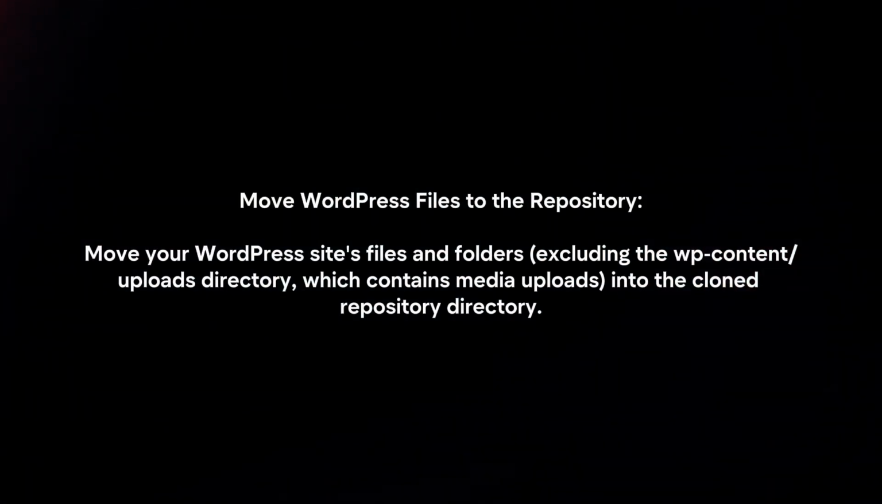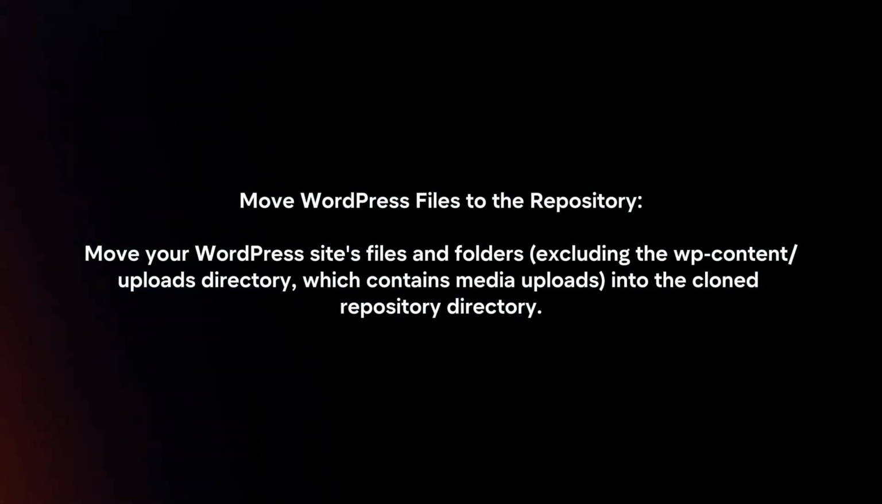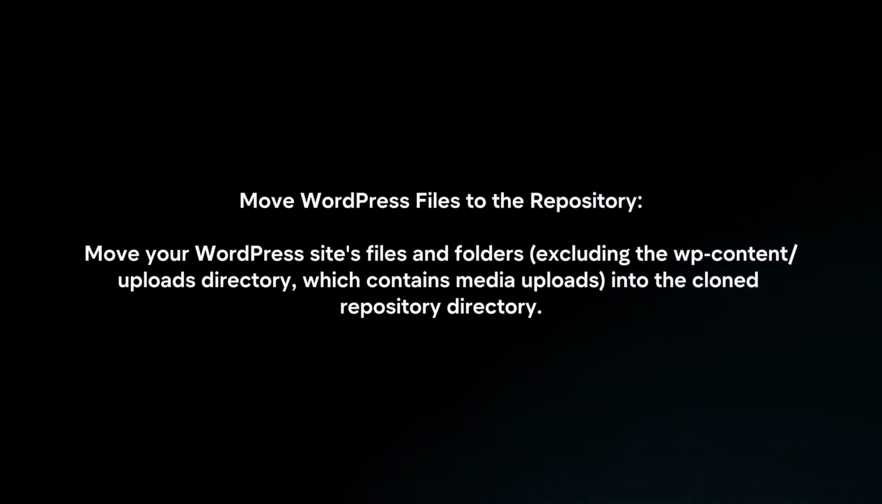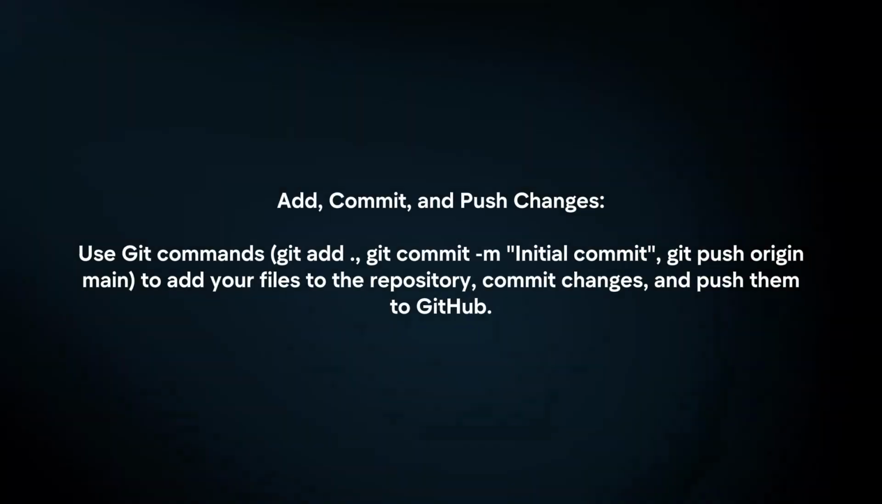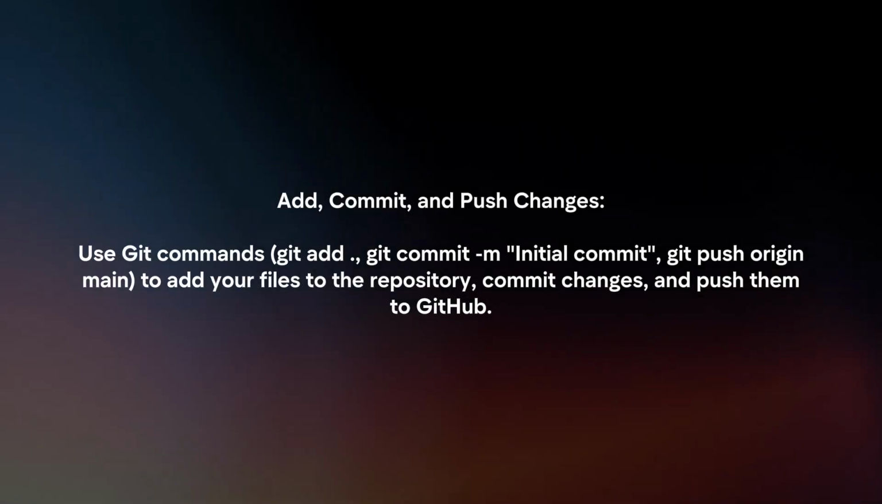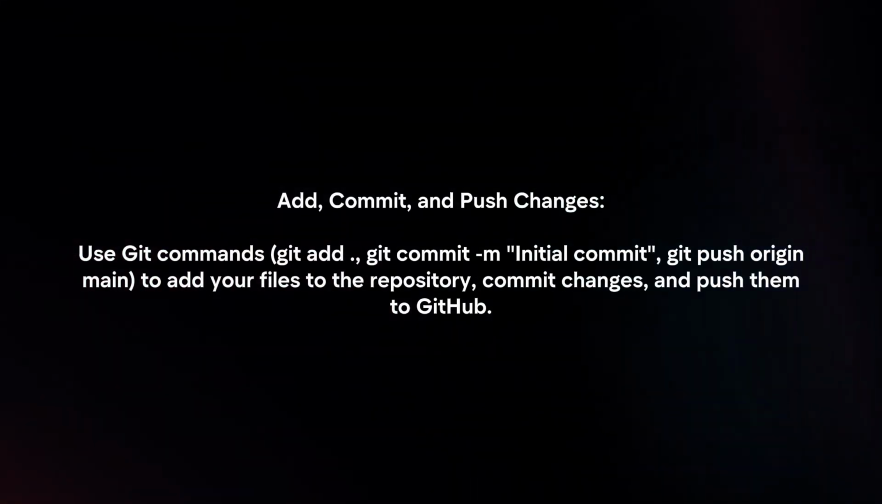Move WordPress files to the repository. Move your WordPress site's files and folders into the cloned repository directory. Add, commit, and push changes. Use Git commands to add your files to the repository, commit changes, and push them to GitHub.